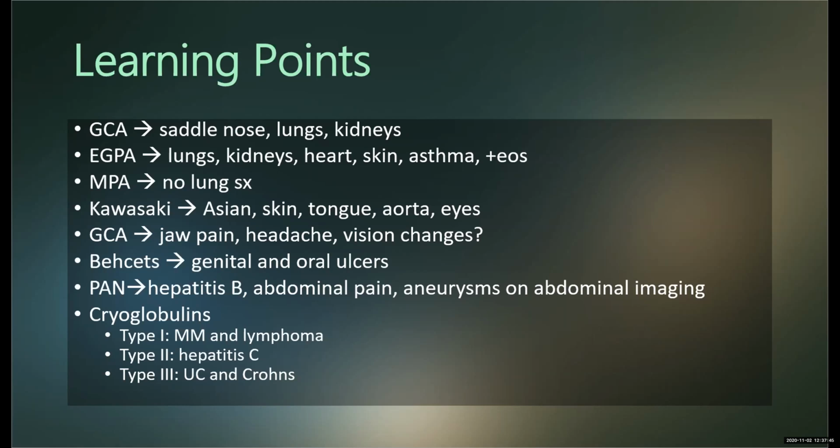Kawasaki's, that's going to be your medium vessel. It's going to be your young Asian kiddo, usually less than 5. They're going to have that strawberry tongue, maybe a little livedo reticularis present as well. I showed you those pustules that were present in that one picture, and they'll potentially have some aortic involvement as well, but it's primarily coronary involvement, which is why we're going to put these kids on aspirin for the rest of their life, as Dr. Patel alluded to earlier as well. And then you might see some conjunctival involvement in the eyes as well.